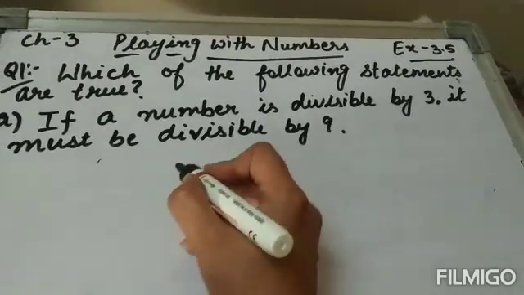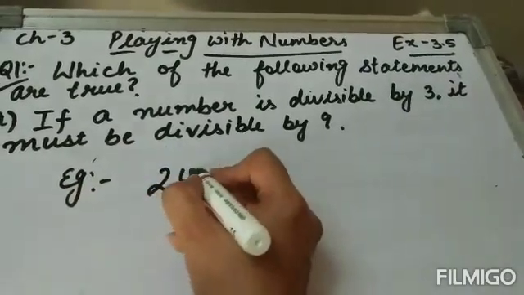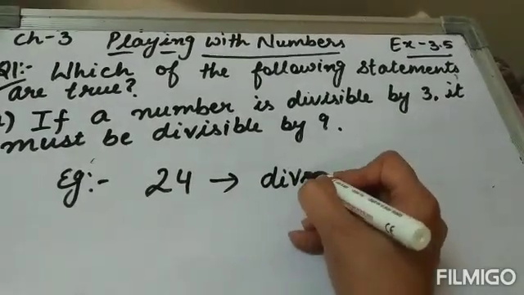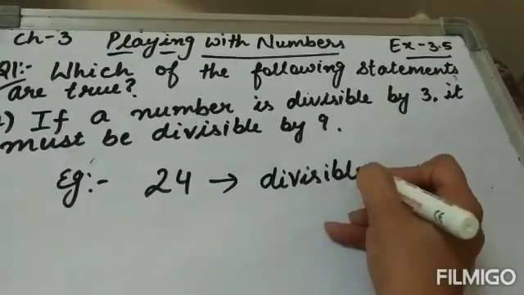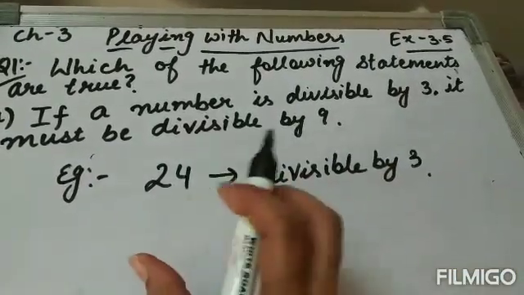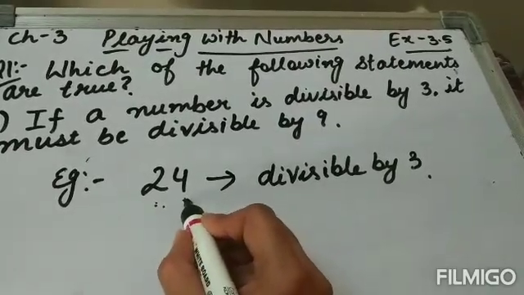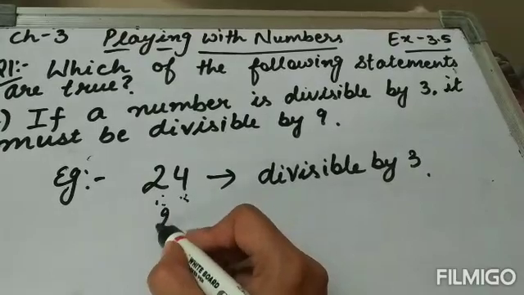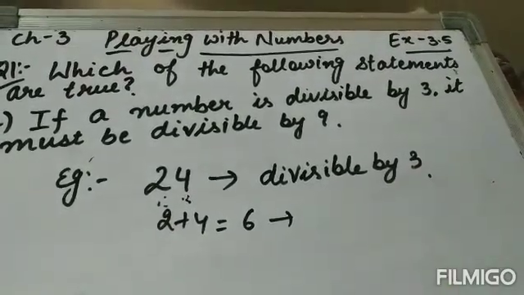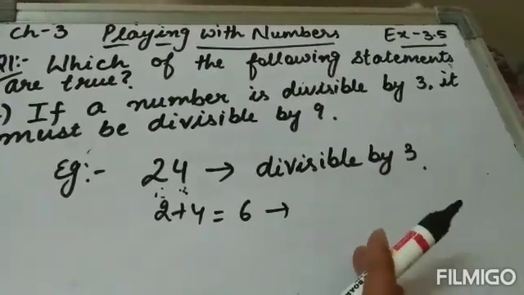Let's see one example. I am having a number 24, and 24 is divisible by 3. Why? Because by the divisibility test of 3 the sum of digits should be a multiple of 3, and when I add these two digits, 2 plus 4, this is 6, and 6 is a multiple of 3. That means 24 is divisible by 3, but this is not divisible by 9.